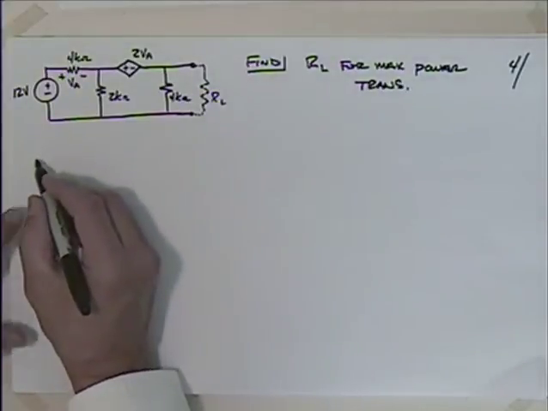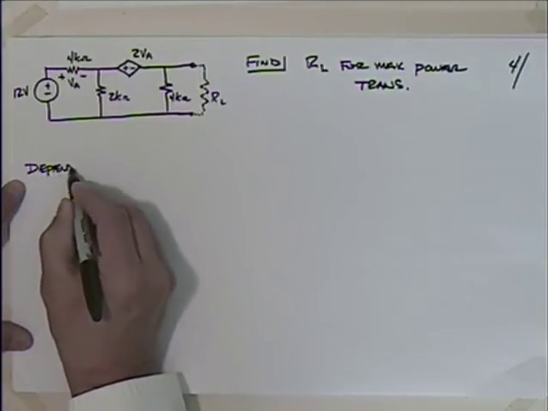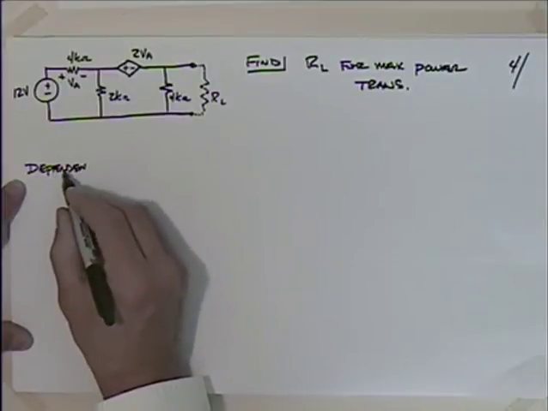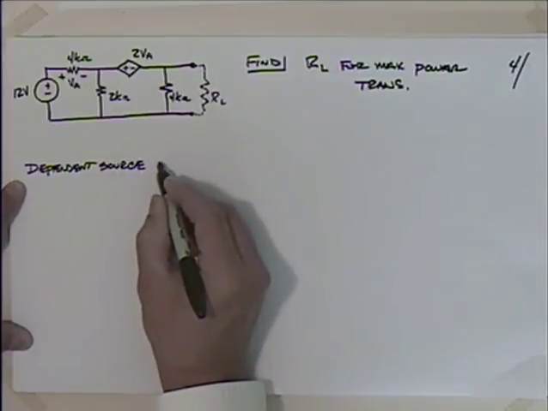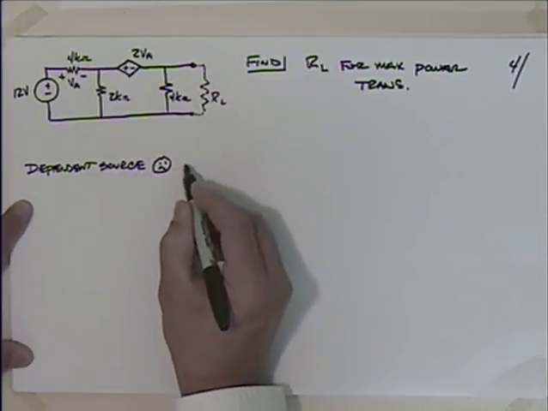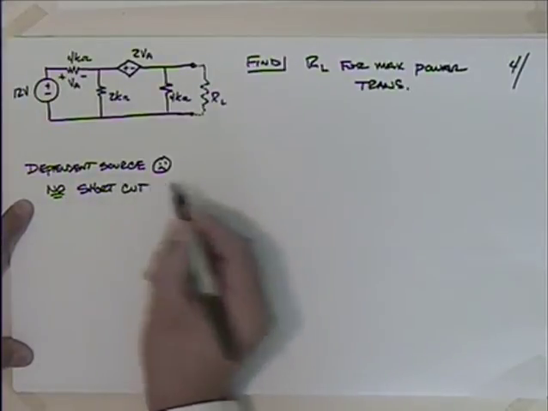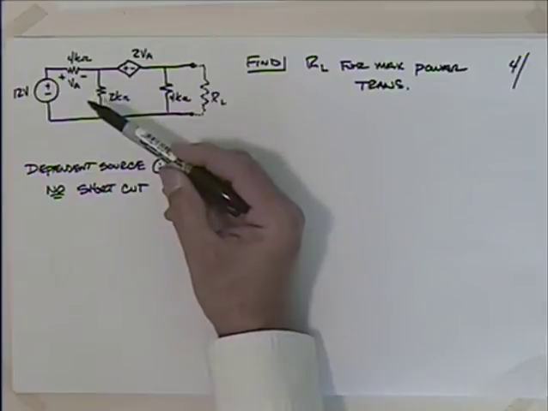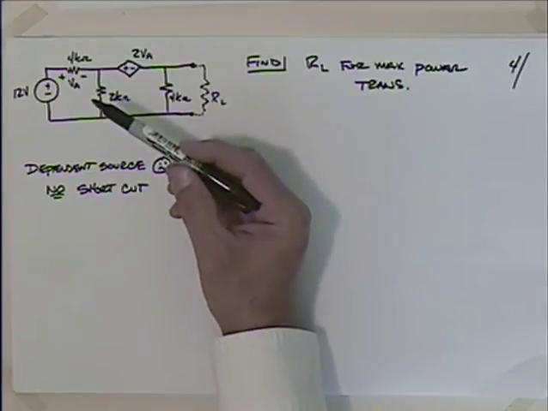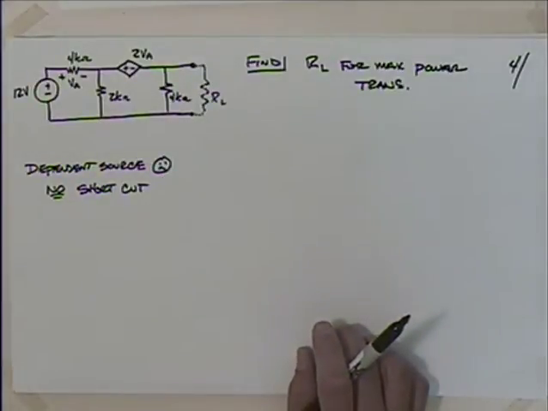Well, if I look at this, it has a dependent source. So that's bad news, because that means no shortcut. Because if we could use the shortcut, we could just short out the voltage sources, open the current sources. Is that how we do that? We open the current sources, we short the voltage sources, and we look back into the terminals.